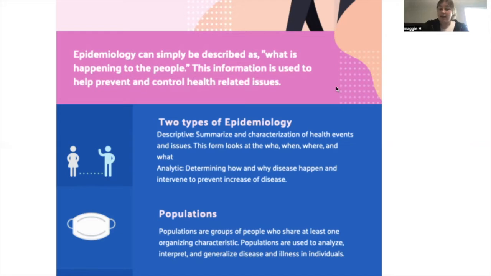So, analytic is determining how and why the disease is happening, and they intervene to prevent the increase of disease. So, again, with COVID, they would be looking at how is it happening? What exactly is a part of COVID and why is it so contagious? Why is it maybe only happening to certain people, or different things like that.